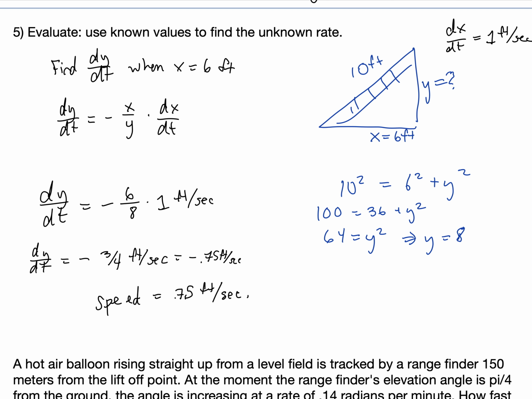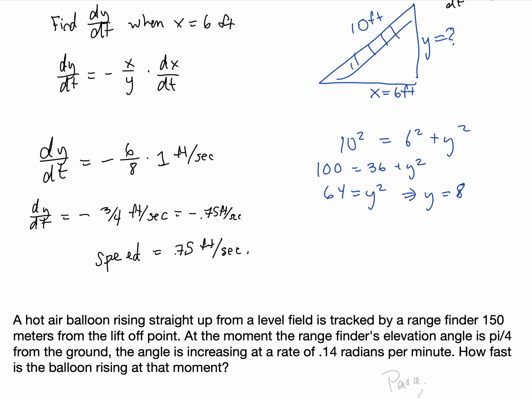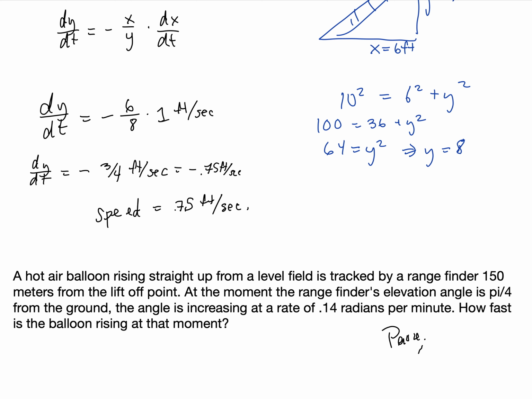A hot air balloon is rising straight up from a level field, and it's tracked by a rangefinder 150 miles from the liftoff point. At the moment that the rangefinder's elevation angle is pi over 4 from the ground, the angle is increasing at a rate of 0.14 radians per minute. How fast is the balloon rising at that moment? So again, pause, draw a picture, and we'll talk about it together.